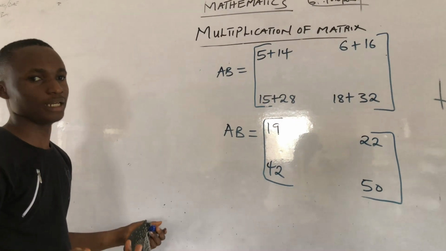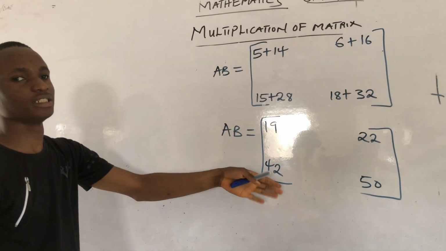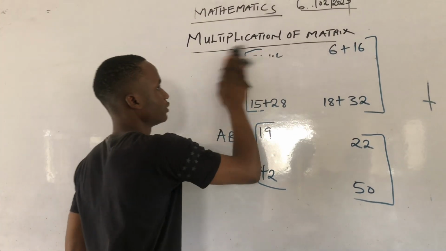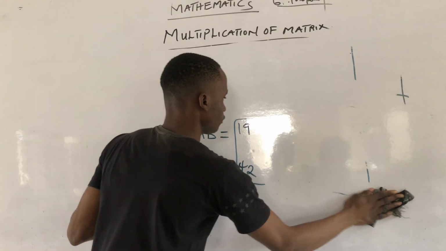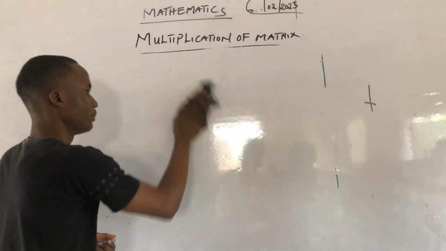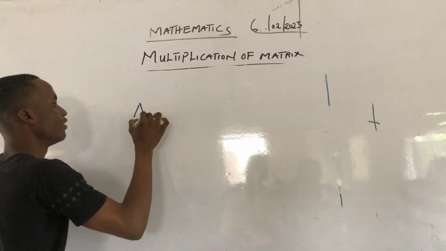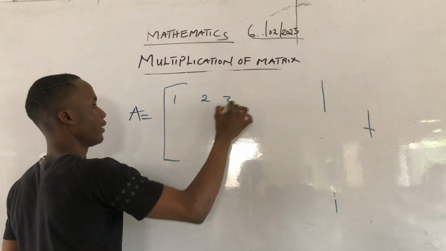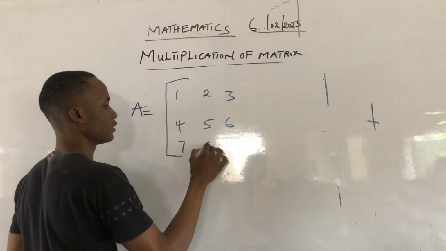So that's it. How to just multiply a matrix. And remember, what we just did is a 2 by 2 matrix. Now let's go over to a 3 by 3 matrix. Let's do a 3 by 2 matrix, okay? Yeah, let's do a 3 by 2 matrix. So let's go. We have A equal to 1, 2, 3, 4, 5, 6, 7, 8, 9.